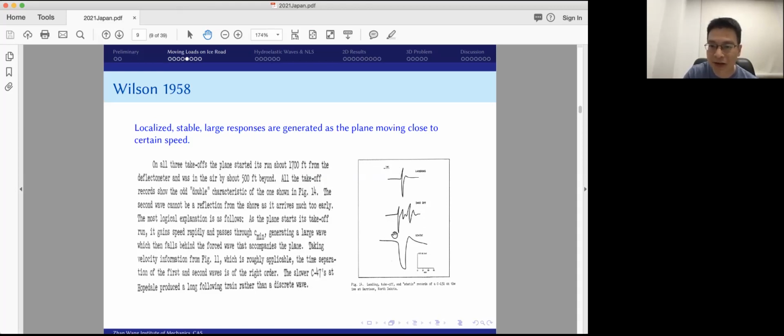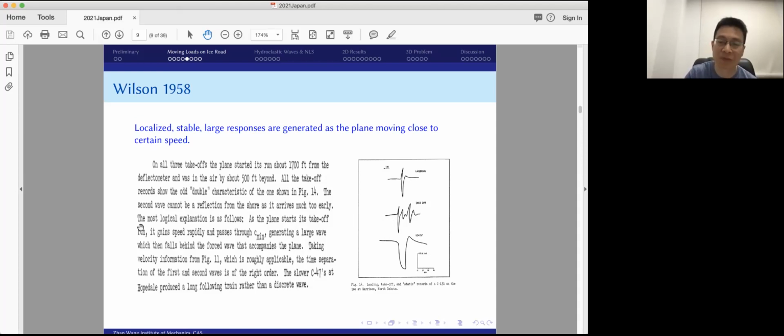What he saw is that there are two waves when the aircraft takes off, and as he said, all the takeoff records show the double characteristics of the one shown in figure 14. This is figure 14. There are two waves. One wave is because of the weight of the aircraft, but the second wave comes from nowhere. He said the second wave cannot be a reflection from the shore as it arrives much too early.